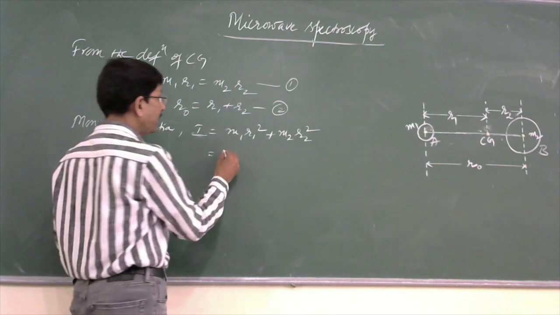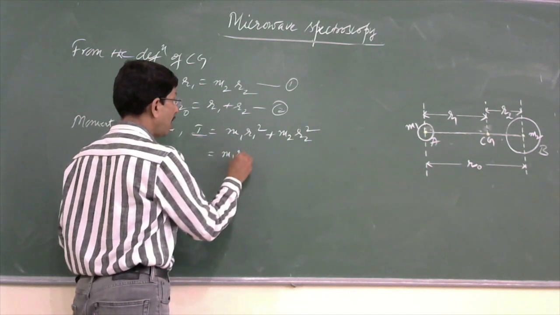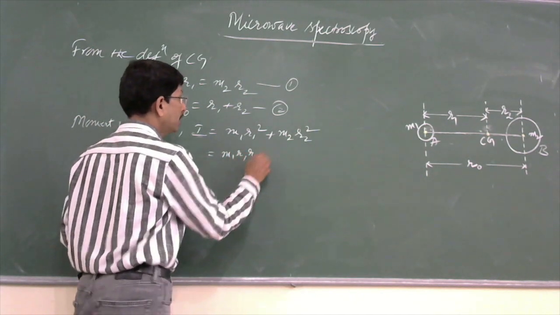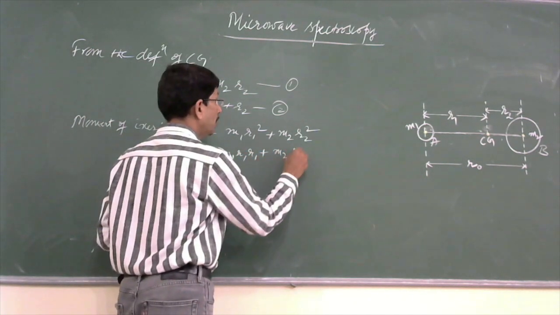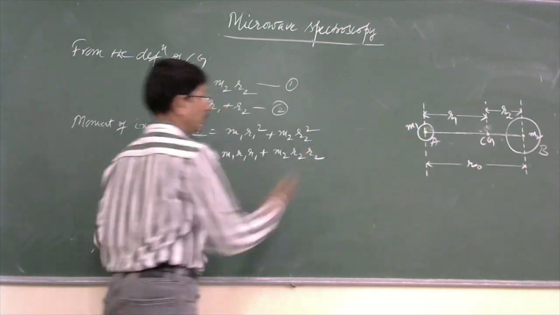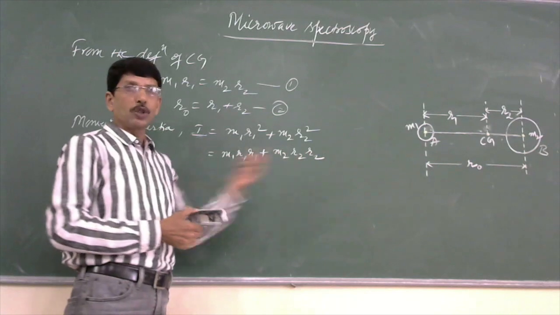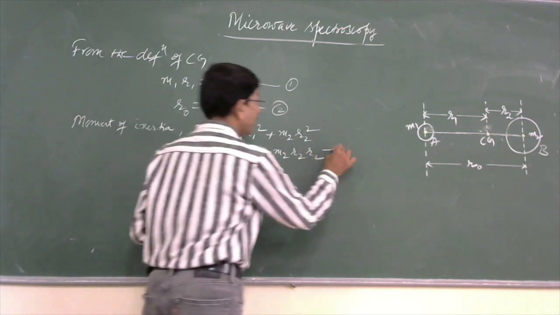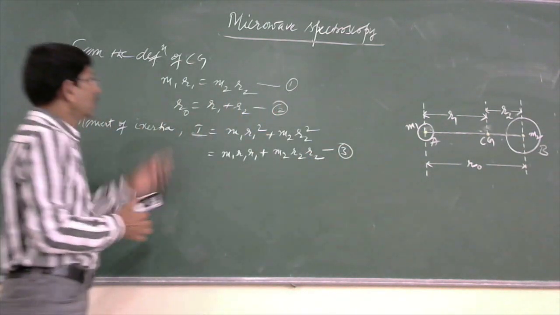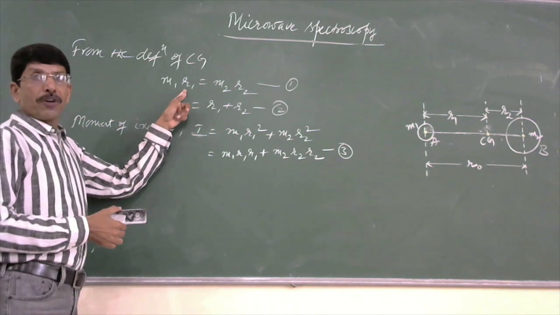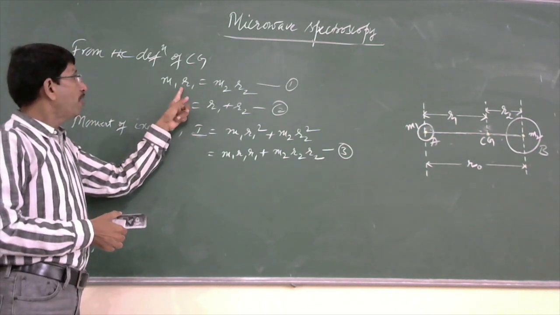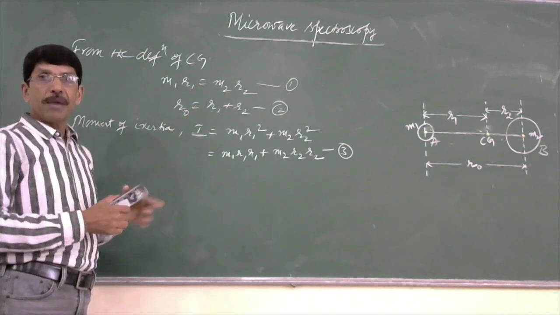and this can also be written as m1 r1 r1 plus m2 r2 r2. The r1 square is written as r1 r1, and r2 square is written as r2 r2. So this is the equation. But from the definition of center of gravity, we have m1 r1 is equal to m2 r2.